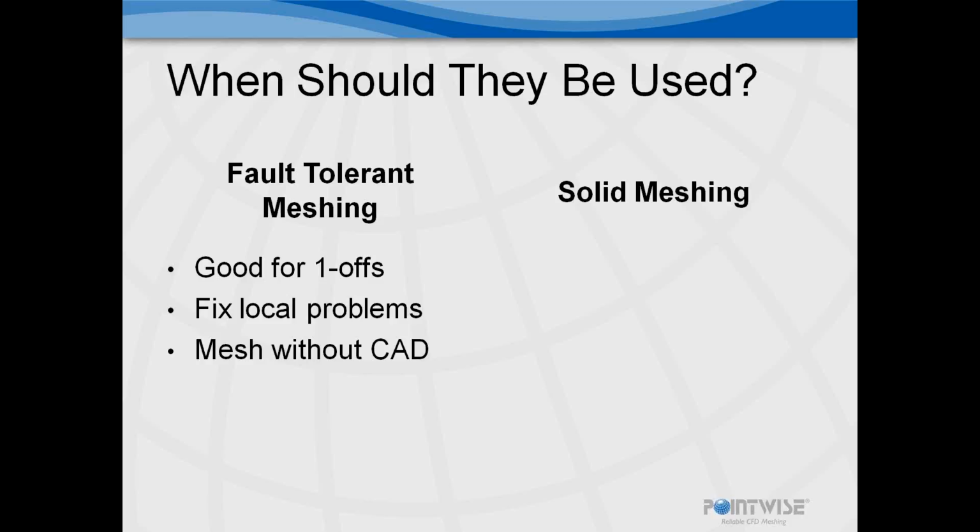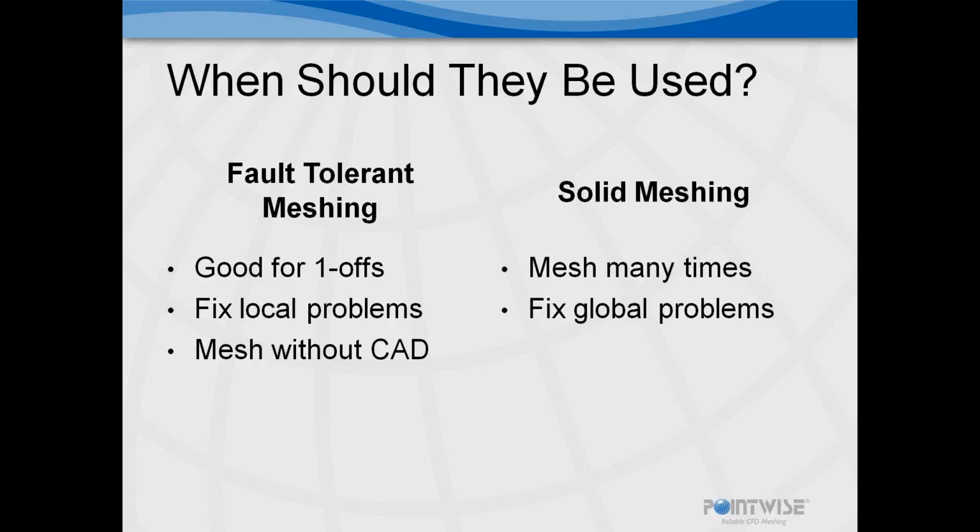So as you'd imagine, solid meshing's benefits are somewhat the opposite to fault tolerant. You plan on analyzing your geometry many times, and having a cleaned up geometry is going to make it easier to do that. If you have lots of problems all over your CAD, it's generally best to fix them first. So again, solid meshing is maybe the better approach in this case.